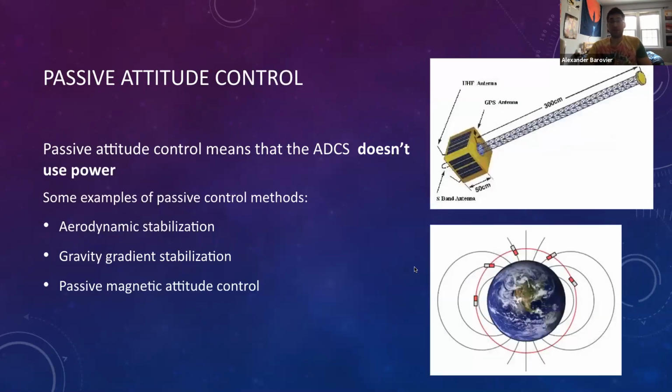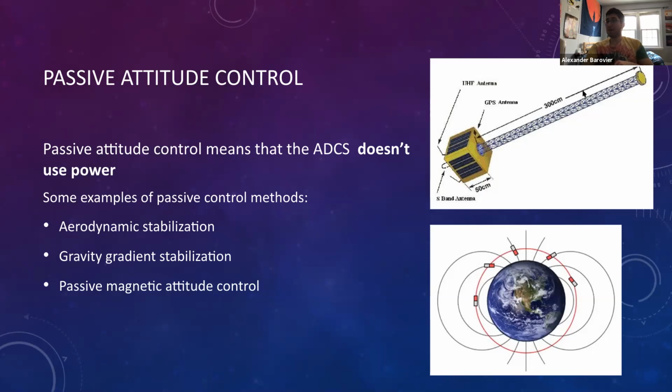Now, there's also passive control. There's a few different types of that. Aerodynamic stabilization is kind of exactly what it sounds like. You can set up your satellite in such a way that you exploit the aerodynamic torque, and you can make it stable with respect to that.